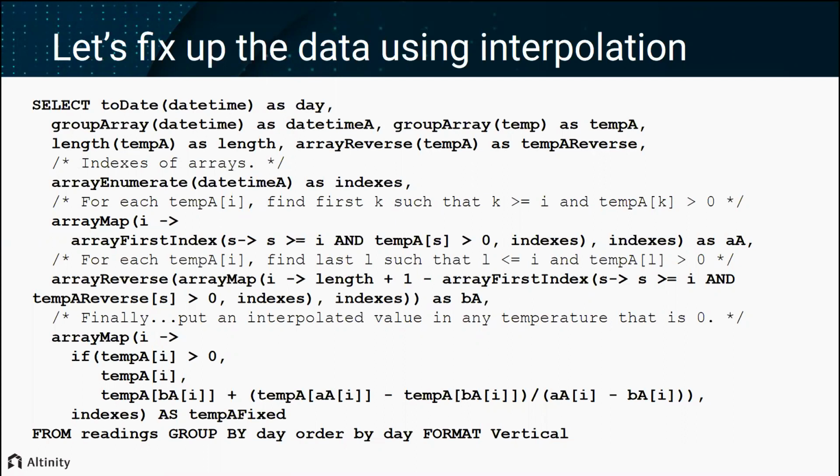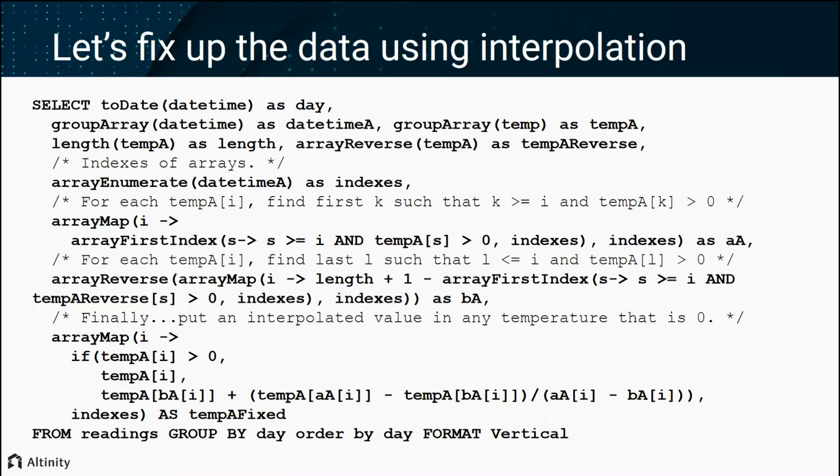You can see the condition in the array first index. We're looking for S, where that index value is greater than the I that we're reading in from the array, and then temp A at S is greater than 0. So a very simple condition, and lambdas are great for this kind of thing.